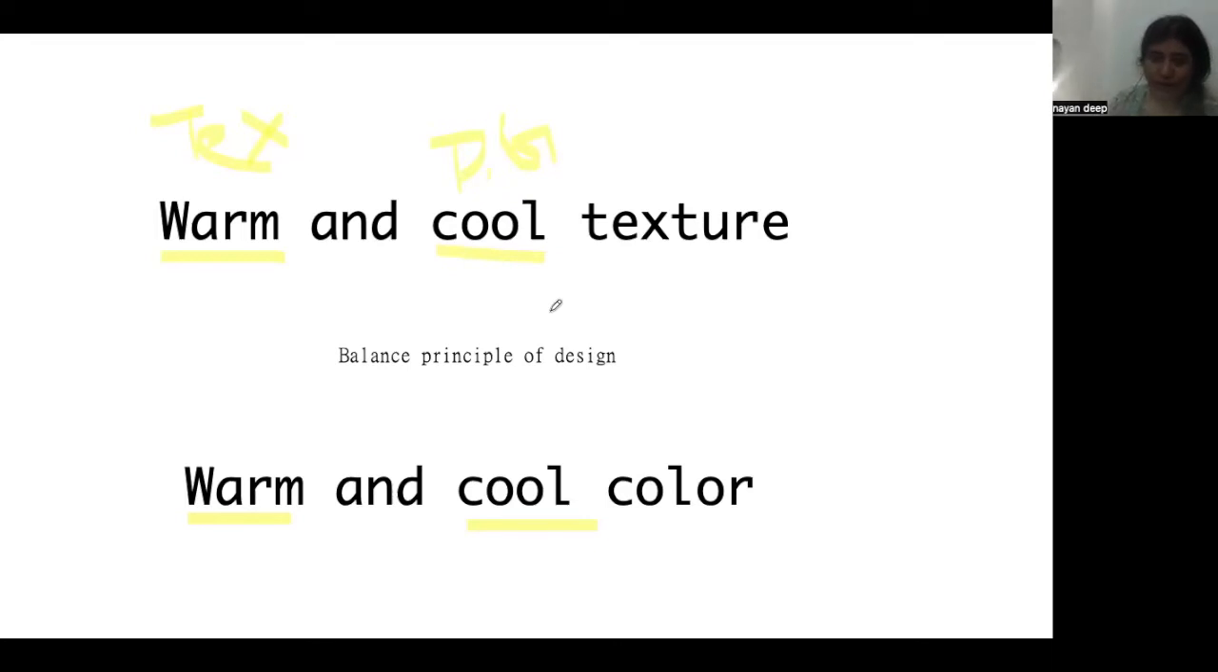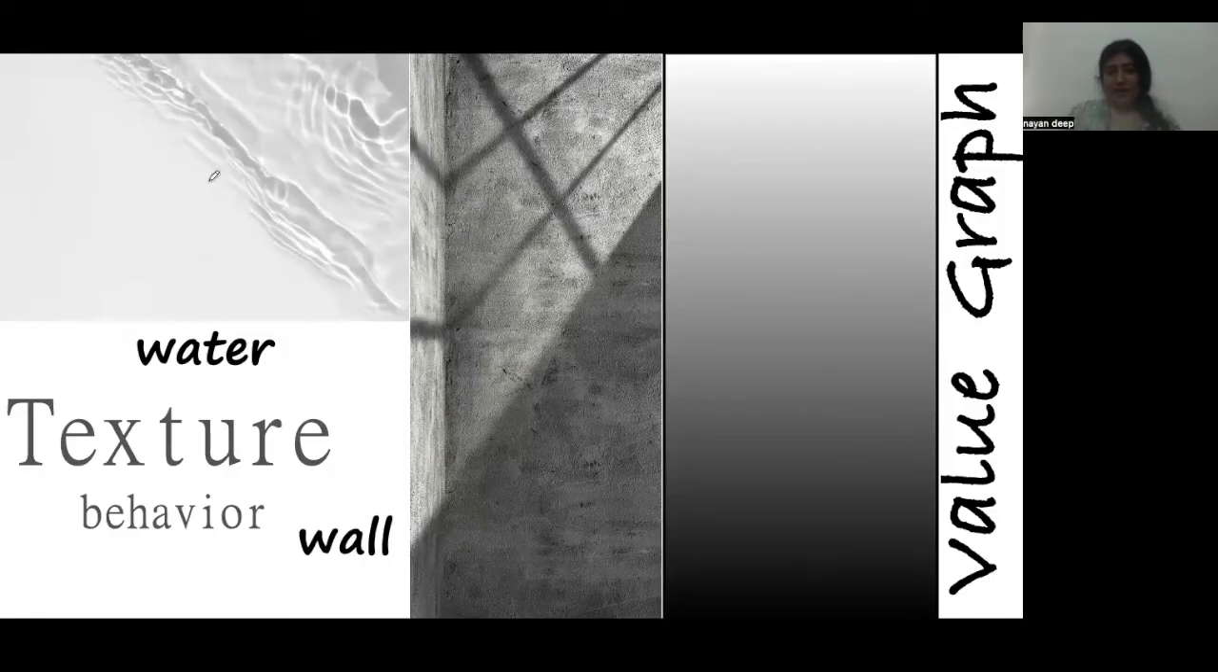I hope this works. Here is a picture of water, here is a picture of a wall, and here is the value graph. This value is the color of the wall. This value is the color of the water. Due to texture, see how different they appear. It's the same value applied. This has a matte finish and rough texture. When the light comes here, it is not reflected, and it is not glossy.